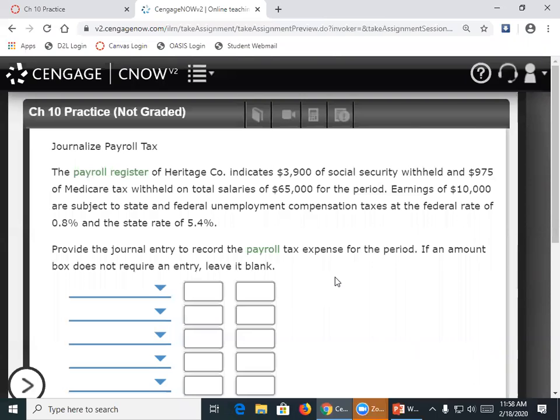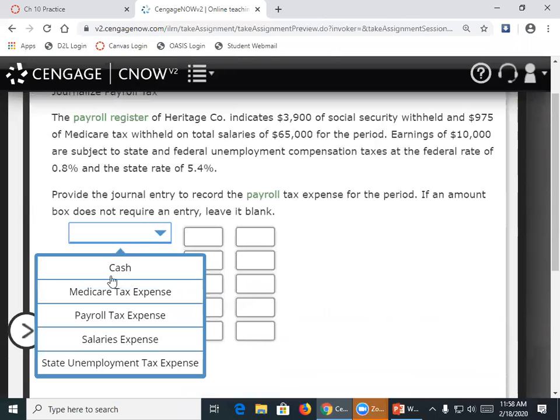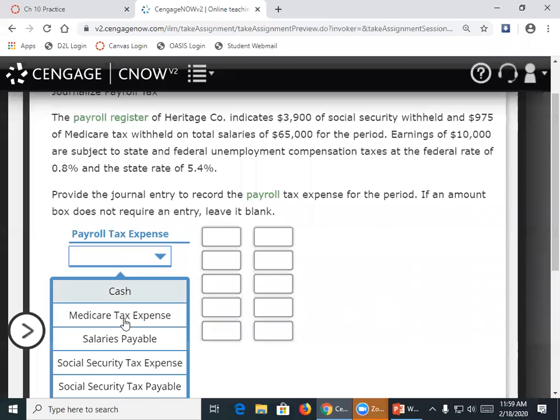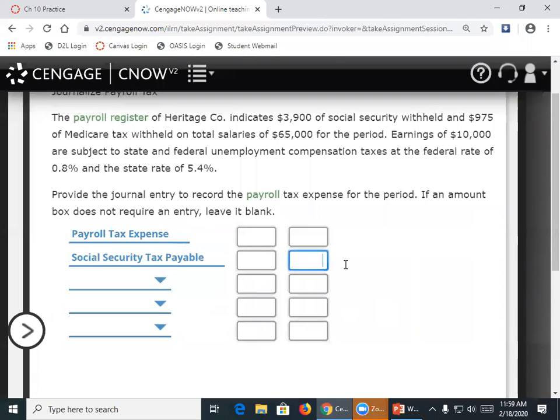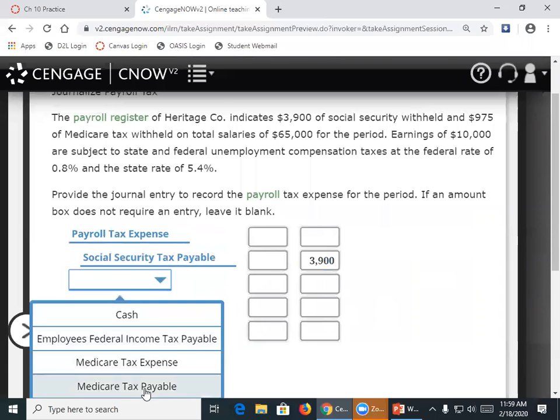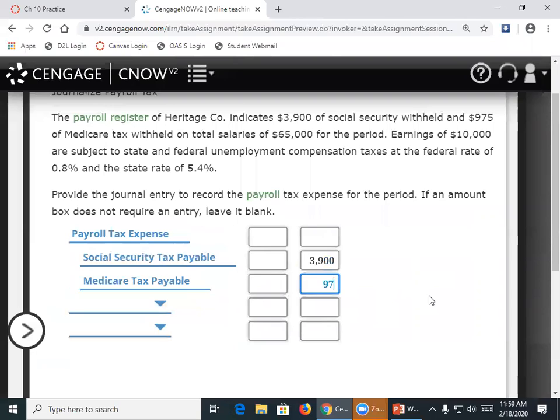So we want to do our payroll tax expense. So I always debit payroll tax expense to start with, but do we know the full amount yet? No, we've got to add all those up. So we don't know it yet. So I'm just going to leave that first line blank. But they give us, right, we have Social Security tax payable. That's still the $3,900. It's withheld from the employee, and the employer is responsible for it. And same with Medicare. Medicare tax payable was $975.